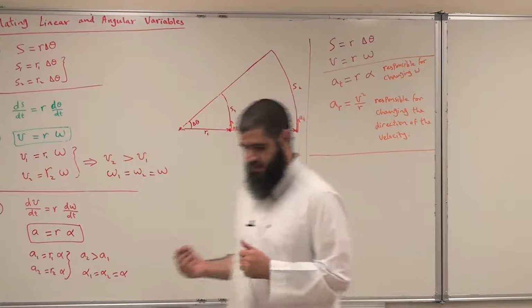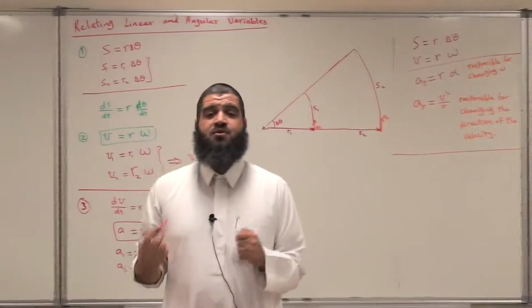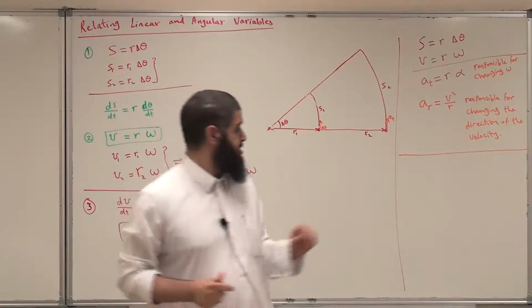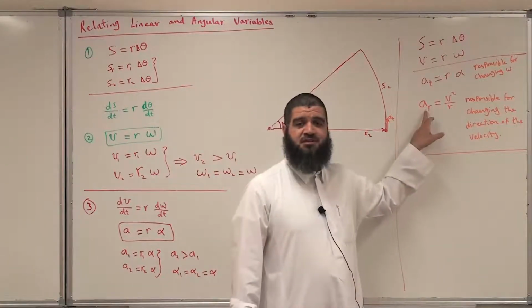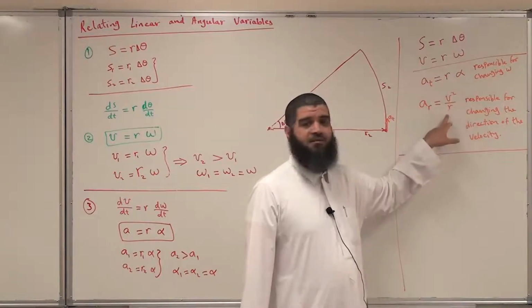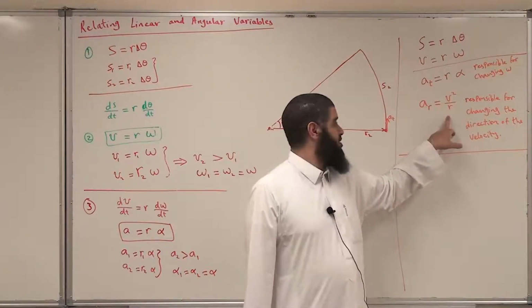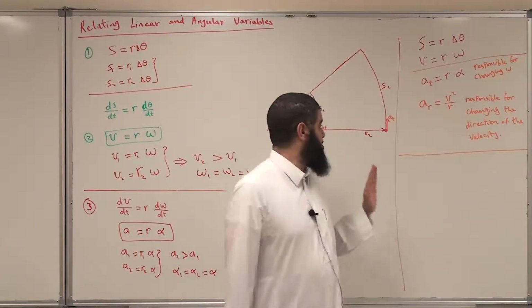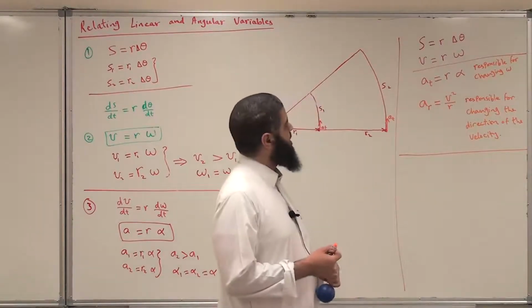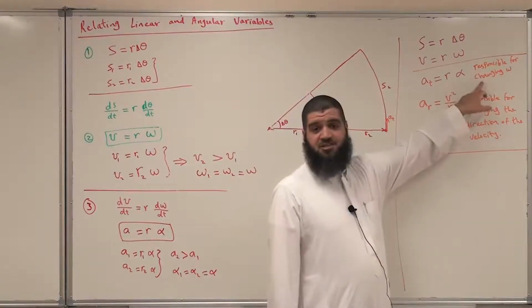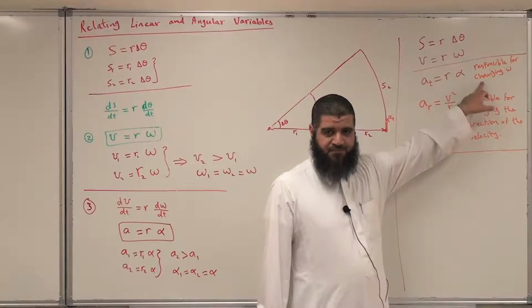Okay, we have two types of acceleration. One of them is always there for the rotational motion, which is the radial acceleration. It is towards center. It has a magnitude of V square over R. Okay, the other type is the tangential acceleration. It is always tangent to the circular path, and it is responsible for changing omega.